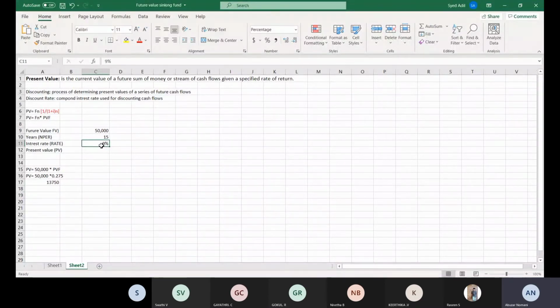So first we will find the present value factor, then we will multiply it with the future value and we will get the answer. So what is the present value? How can we find it out? Here the present value is equal to future value, which is given here as 50,000. We can write 50,000.